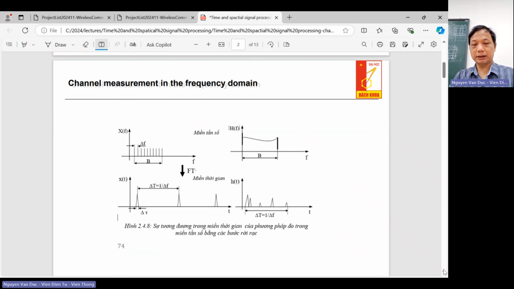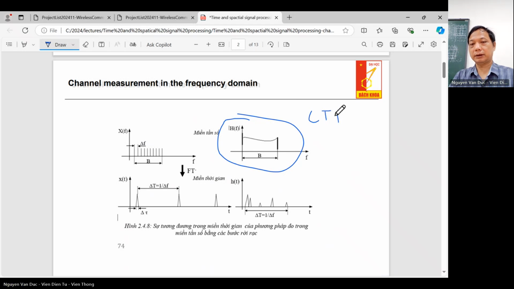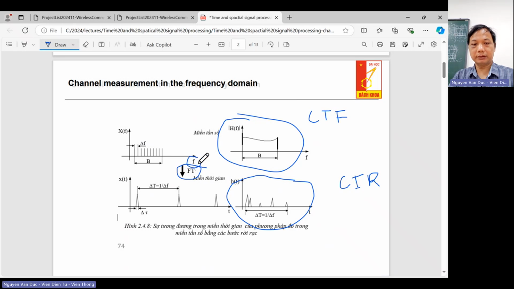So in the frequency domain, that is the CTF, the channel transfer function. And that is the CIR, the channel impulse response. The connection is the Fourier transform. Here is the frequency domain and the time domain. And how can we measure the channel transfer function in the frequency domain?